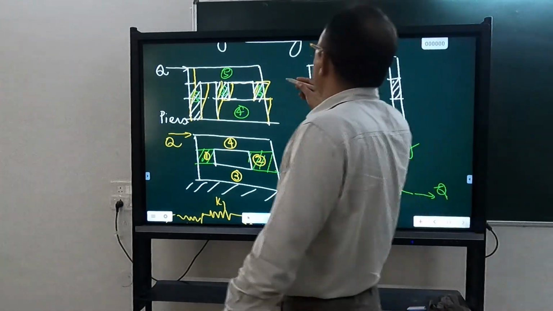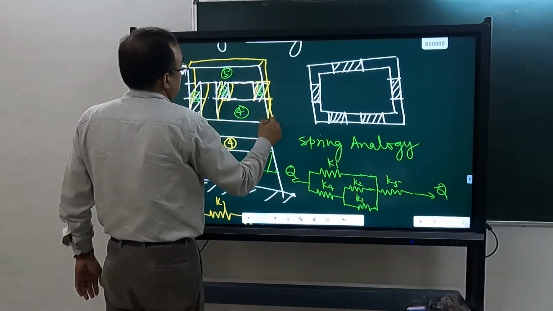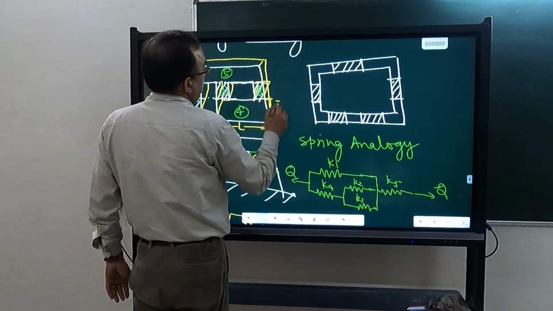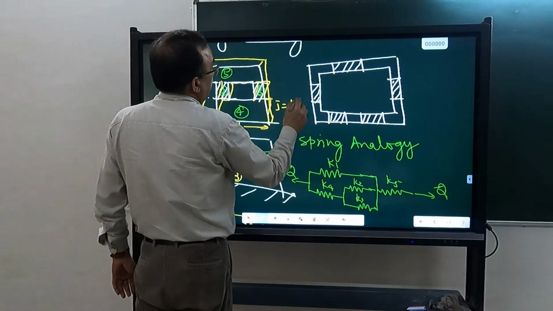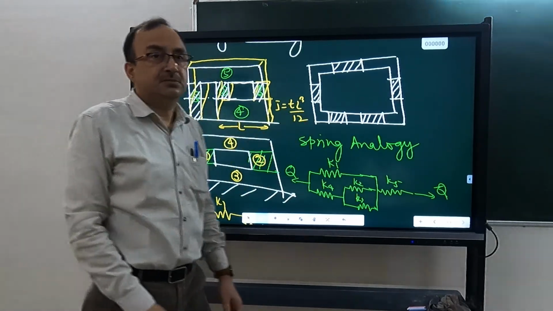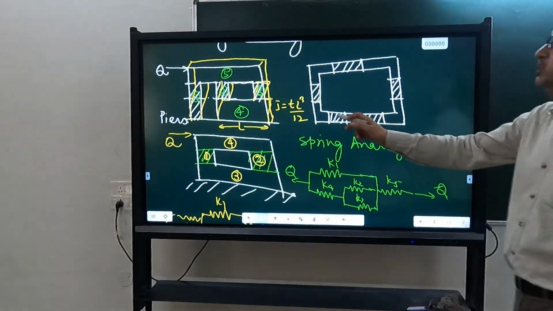It will be thickness, let us say thickness is T, and this length will come into picture. So moment of inertia will be T into L cube by 12. If this L is large, the moment of inertia will be very large. So the deformation here is going to be small.